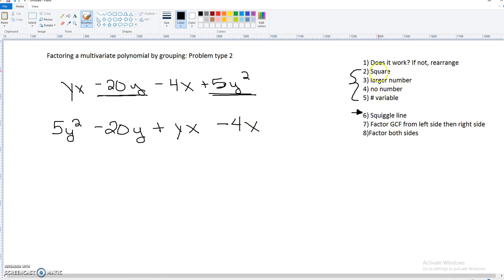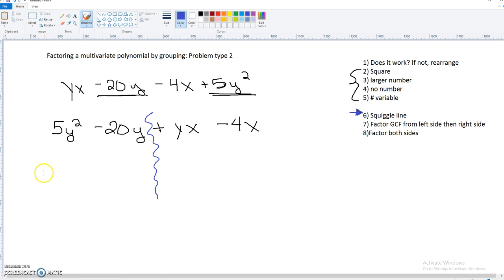So this is a good kind of shortcut, if you will, to help you get them arranged correctly. And chances are the majority of them will need to be rearranged in this topic. Once you have them rearranged, that's when our regular grouping steps start. So we need to draw our squiggle line right down the middle.